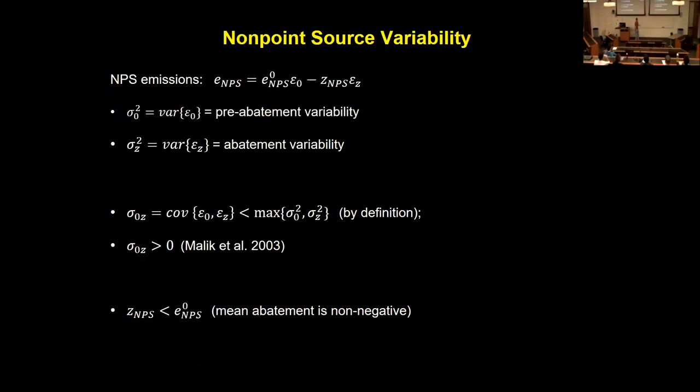Let's look at non-point source variability. The variance of epsilon naught is the pre-abatement variability. The variance of epsilon z is what we would call the abatement variability. And there's a covariance between the two, which we're going to assume is positive. It's been shown in the literature that this should be positive because these are correlated based on stochastic events and certain types of uncertainties. And we're going to impose that the mean abatement should be less than the mean unregulated level of emissions.